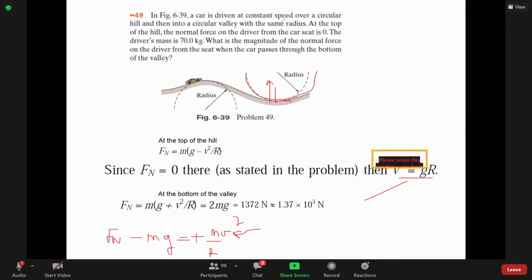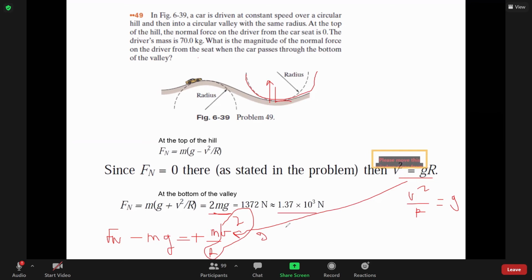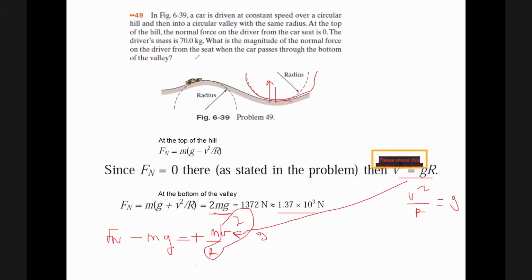Okay, what about R? R is given, but we don't need R in this example, because v squared over R, all of it, is g. I don't need to know v. So all this, I replace with g. So 2mg. Yes, the answer is 2mg, which is 2 times his mass, 70, times g, 9.8. So you can get the normal force. The normal force on the car at the top is 0. The normal force on the car at the bottom is equal to 1,370 newtons.